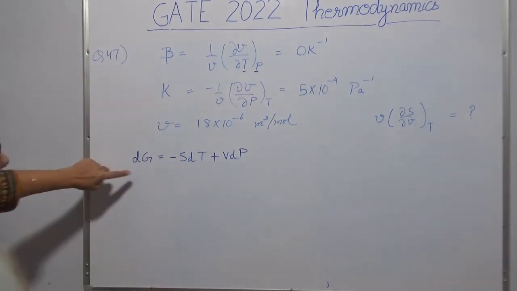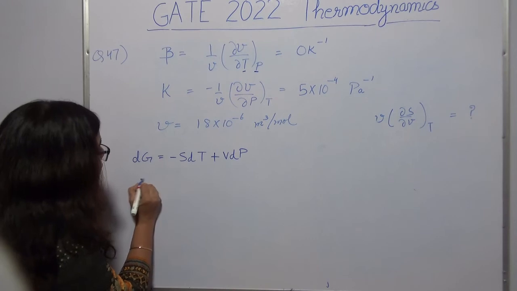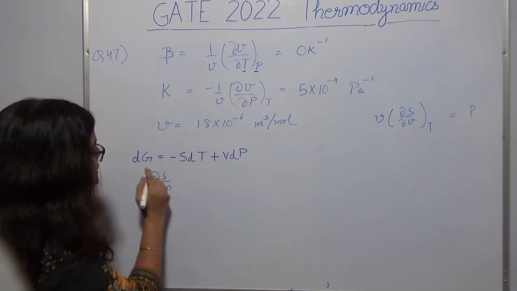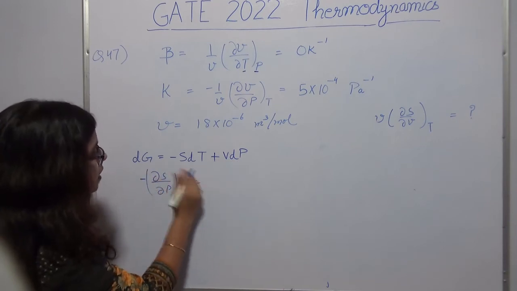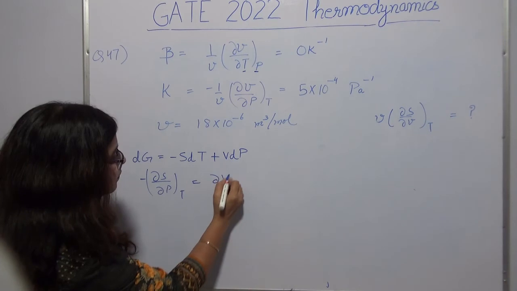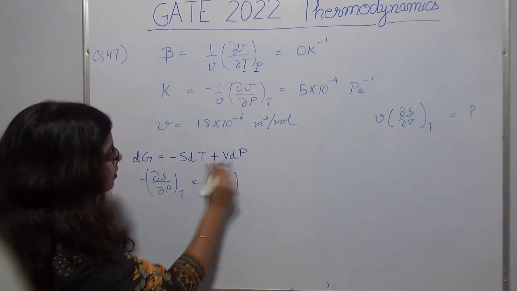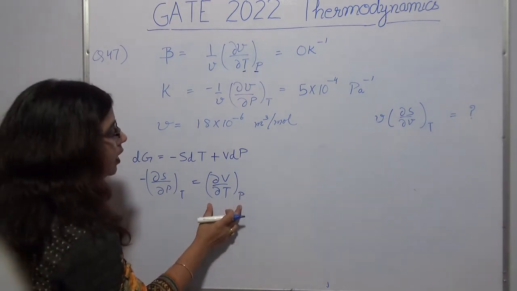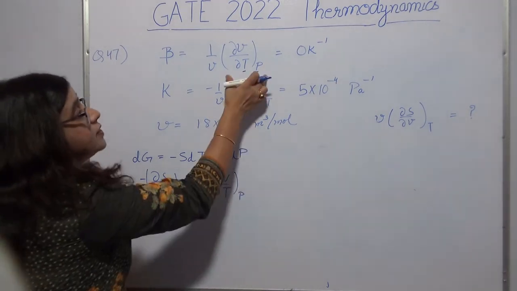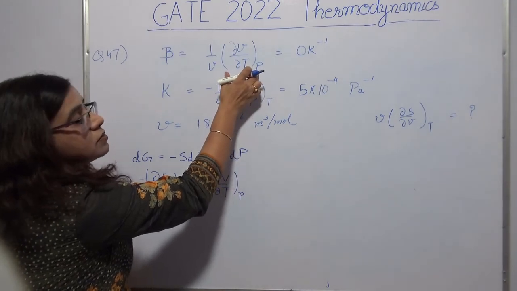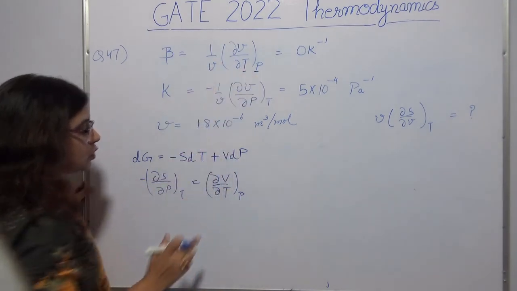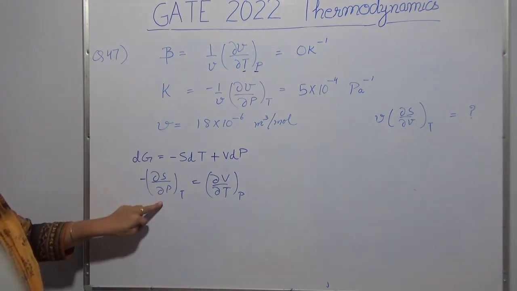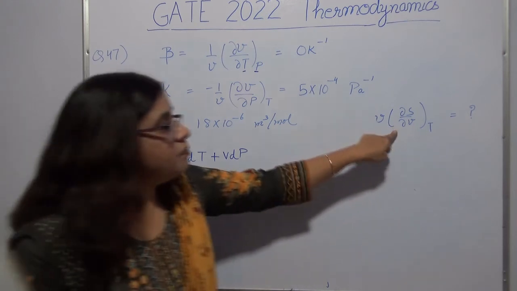Now if I write my Maxwell relation using this, it becomes minus del S by del P at constant T, that is equal to del V by del T at constant P. Okay, so what I see is that I have got a Maxwell relation which contains this thing, and I know the value of this partial differential. That tells me I am going in the right direction, but I don't have to find del S by del P. What I have to find is del S by del V.